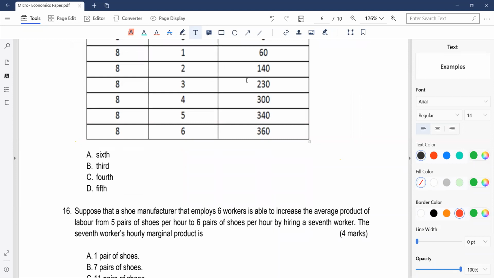All right. Any question there on number 15? Again, it needs a definition of marginal product, and knowing how to calculate your marginal product. Right, let's go to number 16.